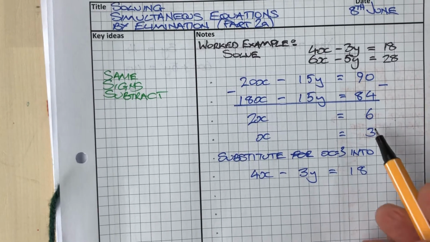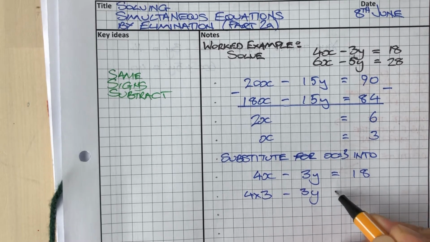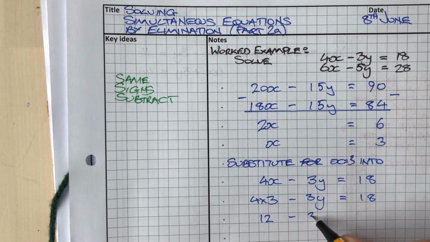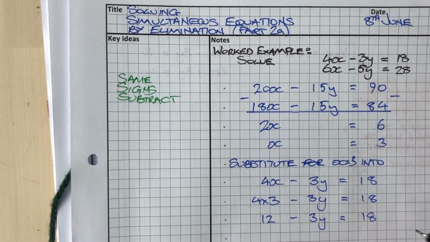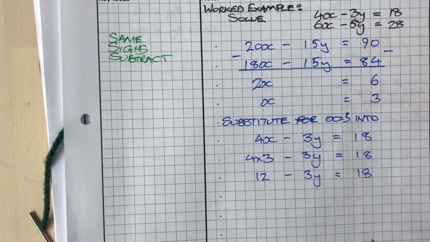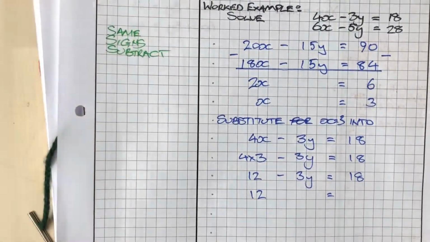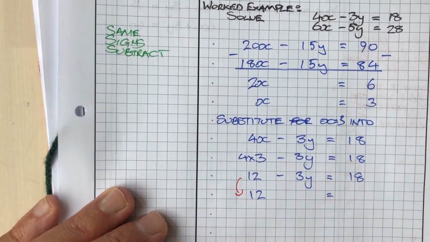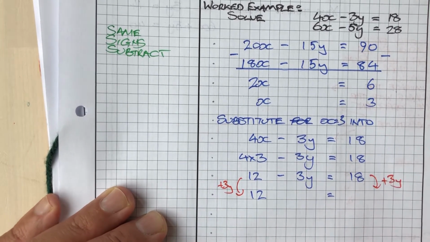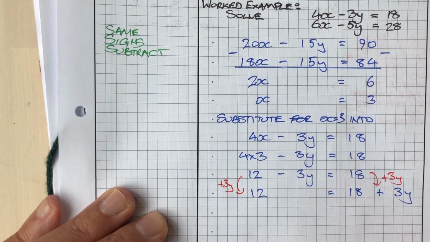So, if x is 3, this then is 4 times 3. Copy everything else. So, 12 take away 3y is 18. I don't want negative 3y. Get rid of it. Okay, how did I get rid of negative 3y? Take away 3y. Well, I add 3y, and I do it on both sides. So this becomes 18 add 3y.